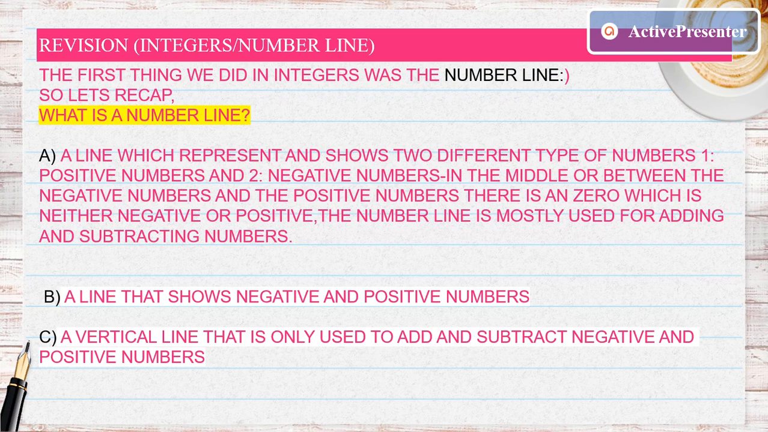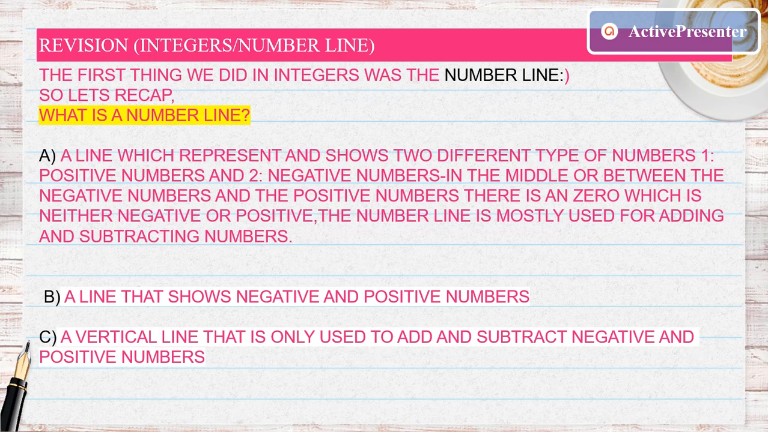So the first option gives a lot more information than the other options. The first option gives information that it represents and shows different types of numbers such as positive and negative numbers. It also gives information that it indicates the 0 which is in the middle, and it tells that the number line is used to add and subtract numbers.